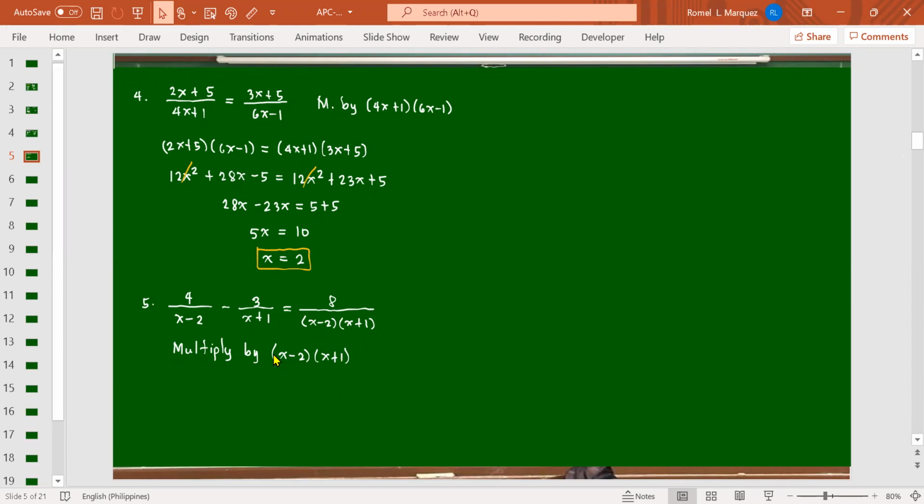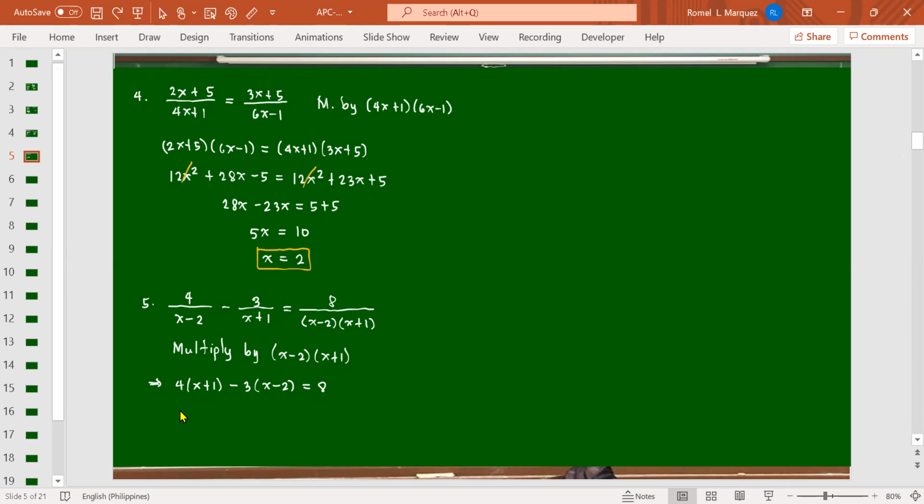Okay? So let's multiply the first term on the left side by this expression. X minus 2 is cancelled out, getting 4 times x plus 1. On the right side, the second term. So we have 3 times, cancelled out is x plus 1, so getting negative 3 times x minus 2. On the right side, we have 8 times 1. This everything is cancelled here, no? So just 8 on the left side, on the right side.